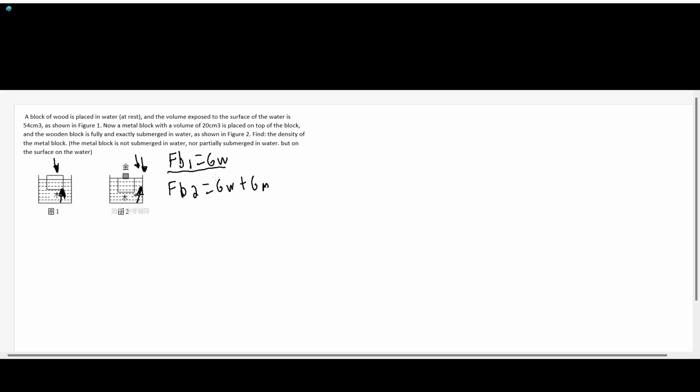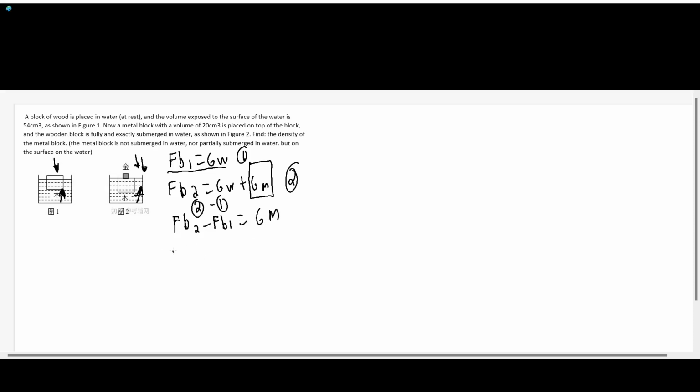So let's think about this. Since we want the density of the metal block, let's try to isolate this. How do we do that? Well, if we subtract: buoyant force 2 is equal to the gravitational force of the wood plus the gravitational force of the metal, minus buoyant force 1, which is equal to the gravitational force of the wood. We'll just isolate the gravitational force of the metal. This is 1, this is 2, 2 minus 1: buoyant force 2 minus buoyant force 1 is equal to the gravity of the metal.